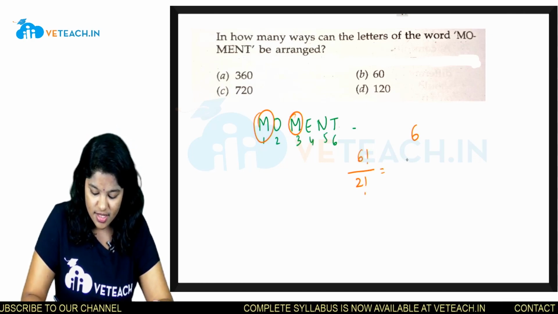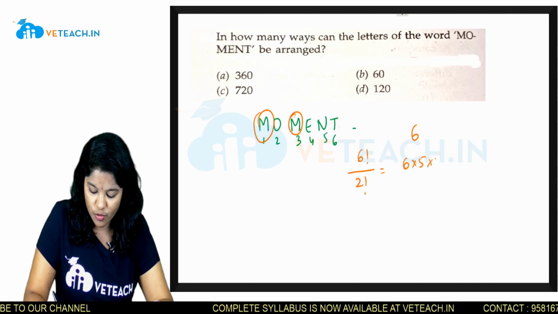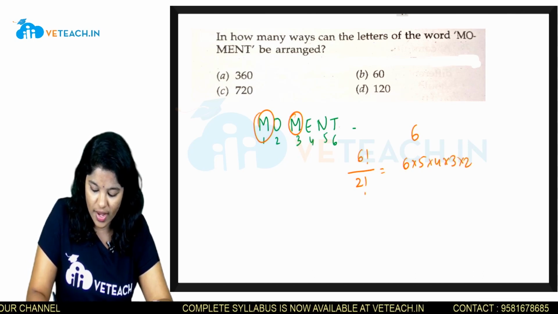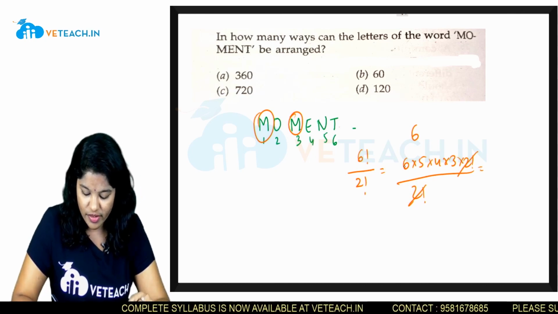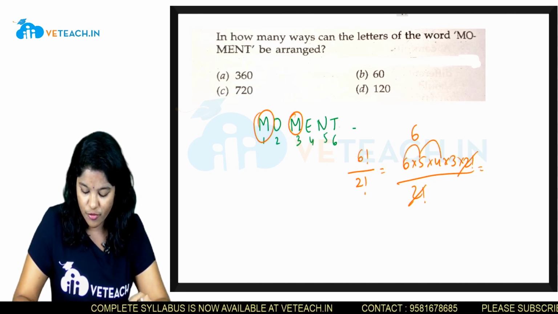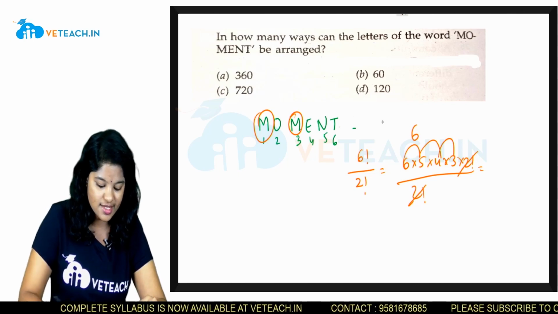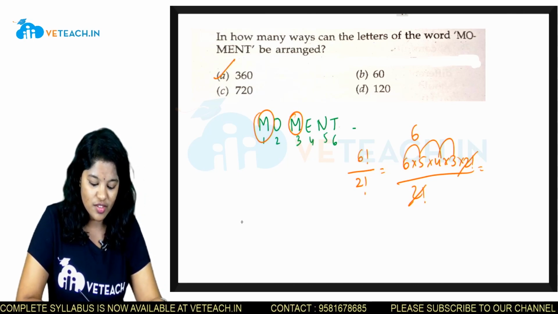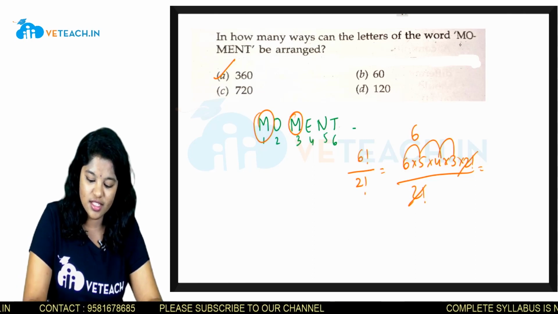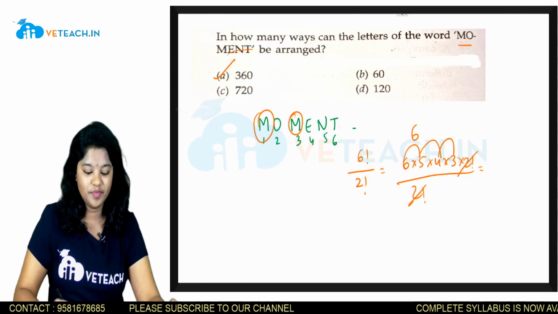So that is 6 into 5 into 4 into 3 into 2 factorial divided by 2 factorial. So we will get 360. So option A, 360 is our answer. So in 360 ways we can arrange the letters of the word moment.